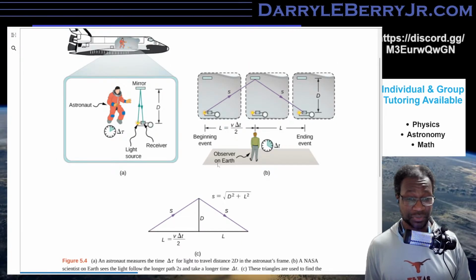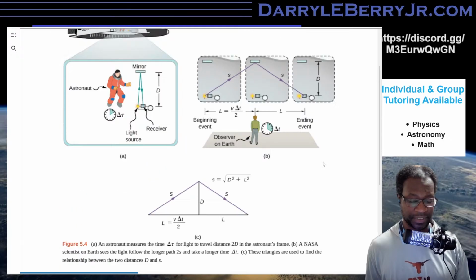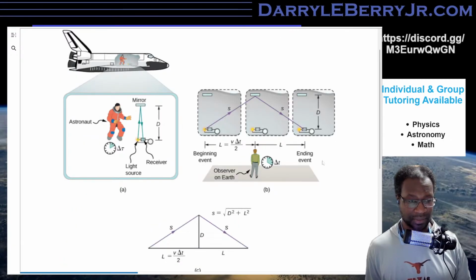So this is the astronaut that we're talking about. And if you look at this thing here, this is basically an illustration or a depiction of the light clock, even though, as far as I know, they don't mention it in that perspective at this point. So the idea is that the astronaut here, this is what would be proper time, because the astronaut is seeing the entire experiment occur in the same location, even though the light beam is moving up and down.